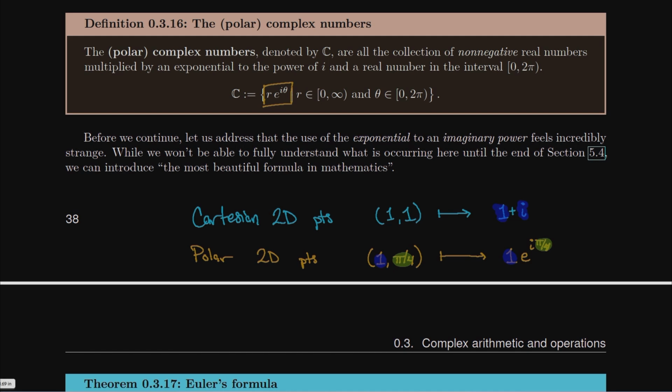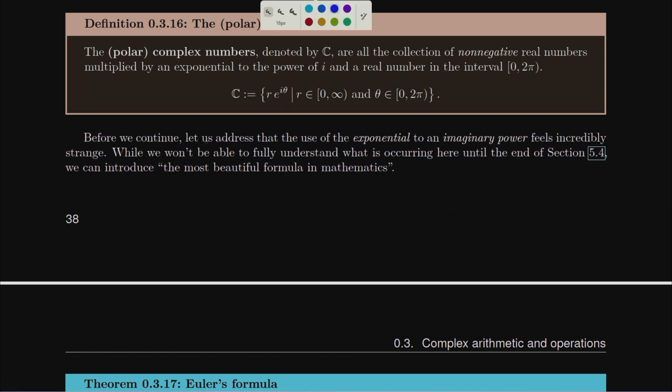Now, it's not going to make sense why that should be the way it looks in complex land right away, but we will eventually describe why that's the case. But for now, just think about it as the polar complex numbers. These are complex numbers where you're taking some radius and you're multiplying by e to the i times some angle. The radius is allowed to be positive. The angle is allowed to be between 0 and 2 pi.